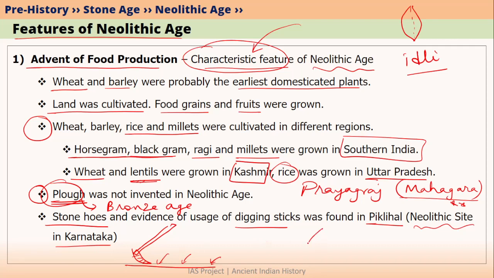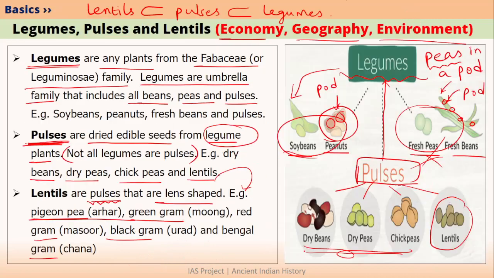Similarly, digging stick also. Basically, it is nothing but a stick. This was used to make holes in the ground, and within the holes, the seeds were put and agriculture was done. But plough, as I said, is a superior technology, because with the help of plough, the soils could be tilled to a greater depth. This was not possible with a hoe or a digging stick.